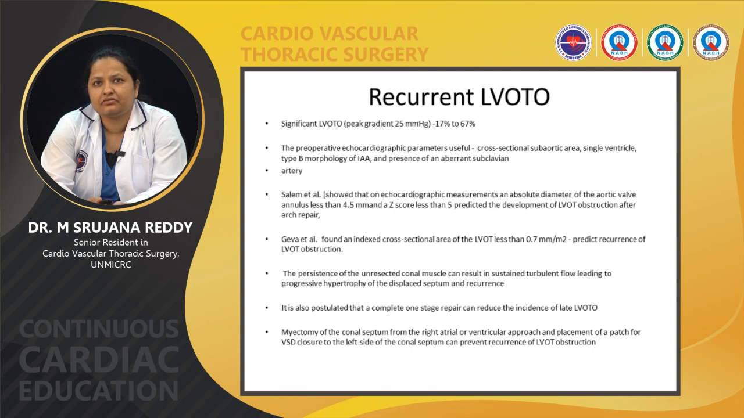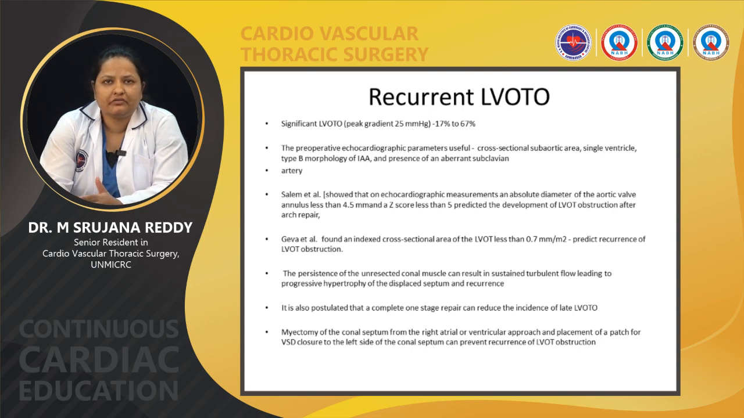Salim et al. have shown on echocardiographic measurements that an absolute diameter of the aortic valve annulus of less than 0.5 millimeters and a Z-score of less than 5 can predict the development of left ventricular outflow tract obstruction after the arch repair. Jiva et al. have also shown that if the effective cross-sectional area of the LVOT is less than 0.7 millimeters per meter square, then you can predict future LVOTO.